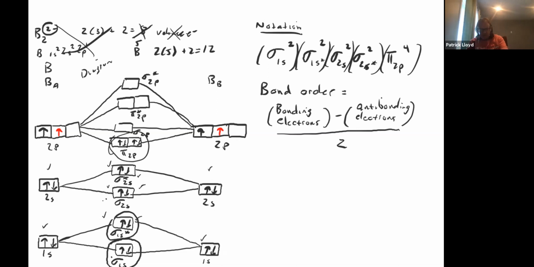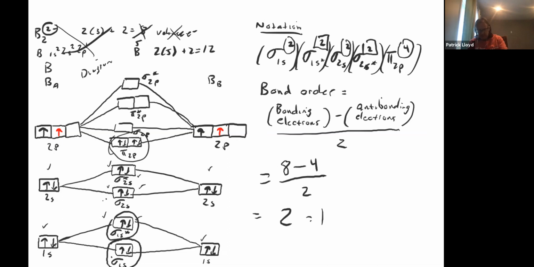So let's count up the bonding electrons. 2, 4, 8. And then we're going to subtract from that the anti-bonding electrons, which is 2, 4, right? Just the electrons that have the stars. And then you divide that by 2. So that's 4 over 2, so that's 2. So the bond order is 2. So in other words, this molecule appears to be sort of like a double bond, right? Essentially, it's equivalent to a double bond.